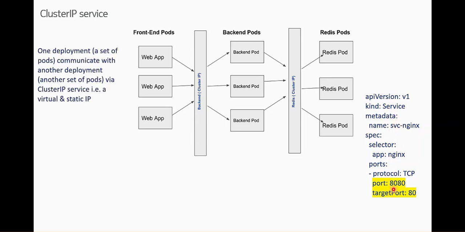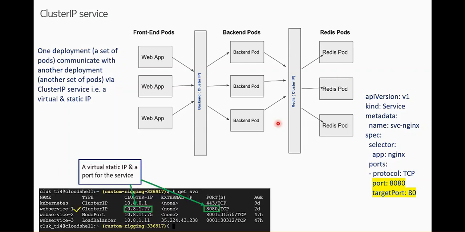And one deployment, which contains a set of pods, communicates with another deployment, which is another set of pods, via a cluster IP service. That means a virtual and static IP. So basically this is deployment 1, deployment 2, and deployment 3. If deployment 1 wants to communicate with deployment 2 and deployment 2 wants to communicate with deployment 3, they have to communicate via a cluster IP service. That's how you can check the actual IP address of your cluster IP service. The command is kubectl get service.